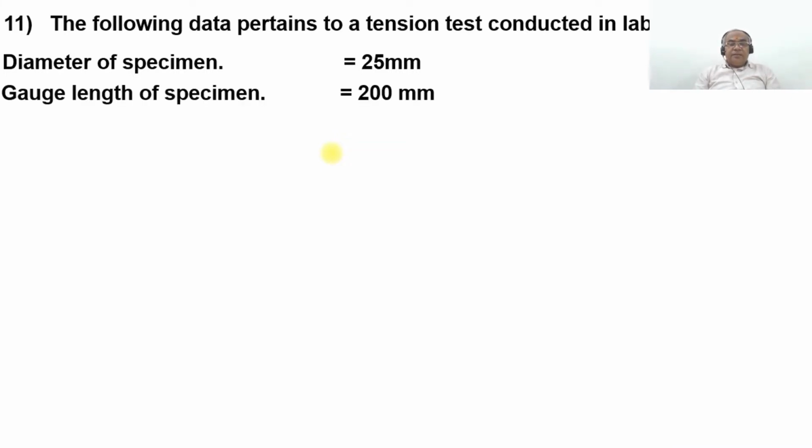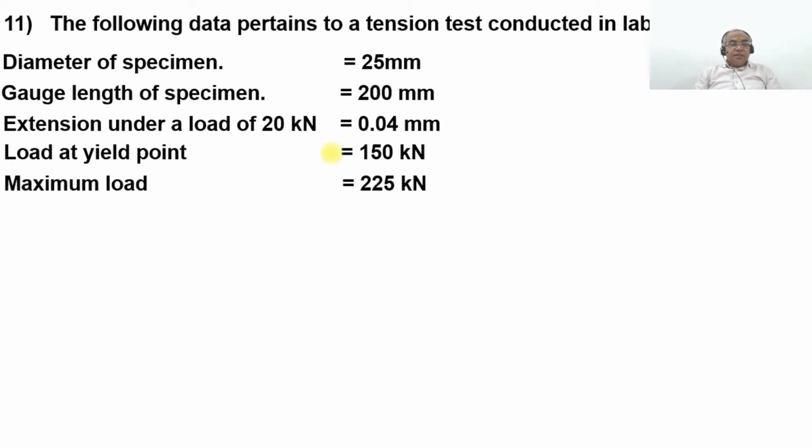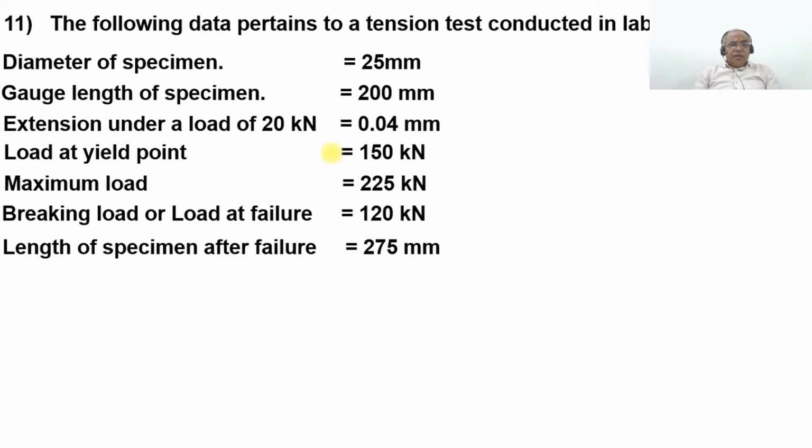The gauge length of the specimen is 200. The extension under a load of 20 kN is 0.04 mm. The load at yield point is 150 kN. Then the maximum load is 225 kN. And the breaking load, or the load at failure, is 120 kN. The length of the specimen after failure is 275 mm, and the neck diameter is 18.25.